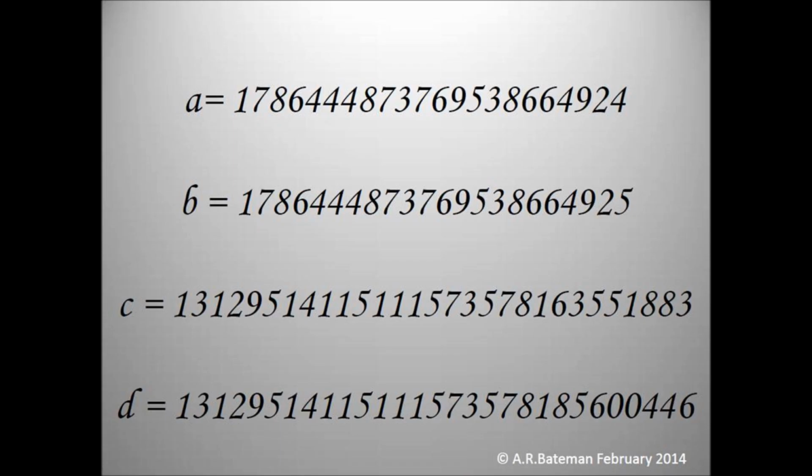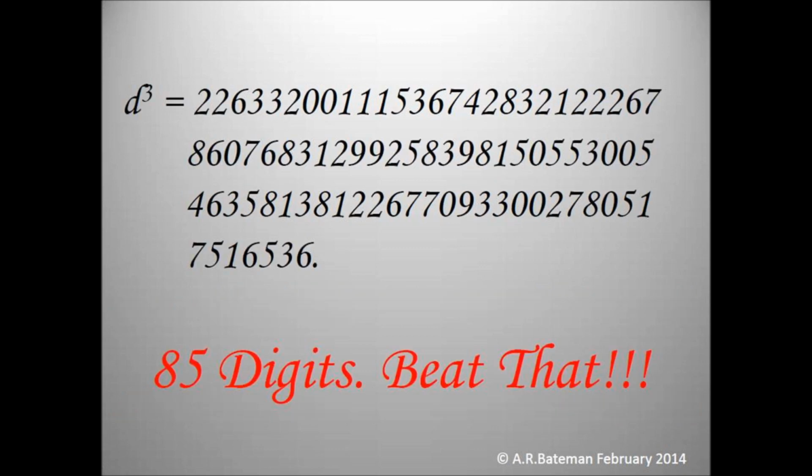So the secret of the 85-digit quadruple was to select an appropriate integer, feed it into the equations I have just revealed to get the required base numbers, and voila, the 85-digit quadruple. End of video.